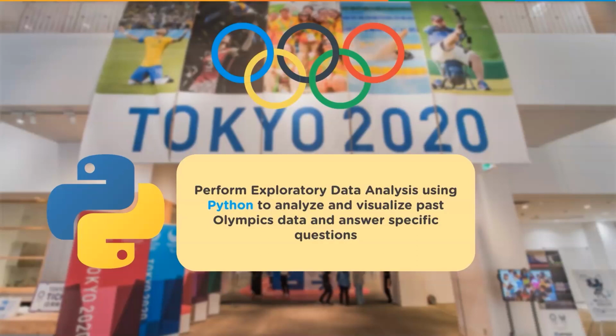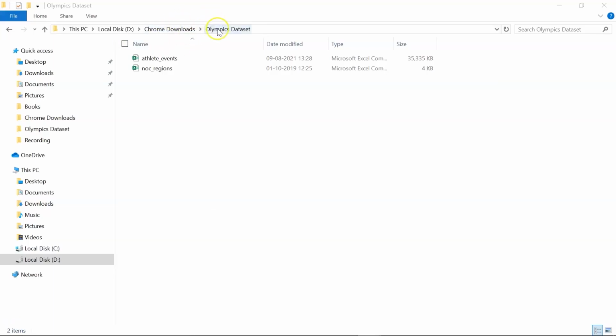Now, let me go ahead and show you the datasets that we'll be using in this video. So here you can see I have my Olympics dataset folder that has 2 datasets. These are CSV files. One is called athlete_events and the other one is called NOC_regions. So we'll be using these 2 datasets. These datasets can be downloaded from Kaggle. We will post the dataset links in the description of the video. Please go ahead and download them. These datasets have been directly taken from the internet. Now I'll show you the datasets.